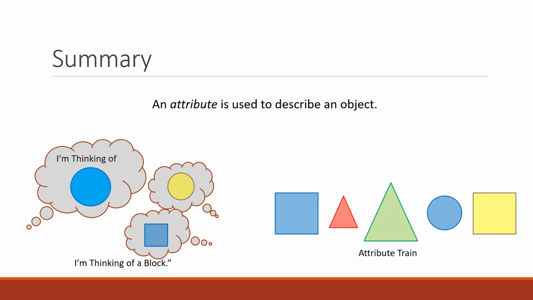Another game we talked about is called attribute trains, where we try to pick a block that is one attribute or two attributes different from the previous one, and try to build a long train to make kids get used to the attributes.